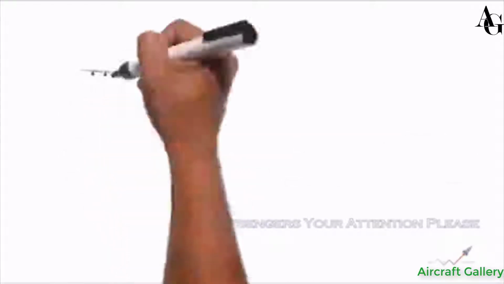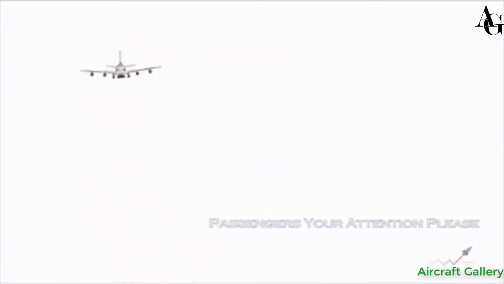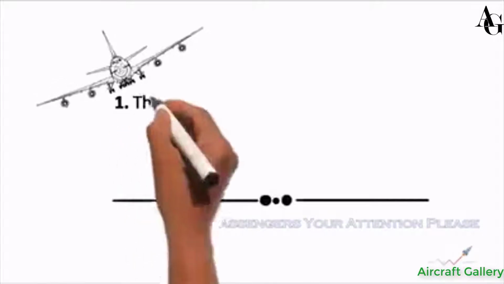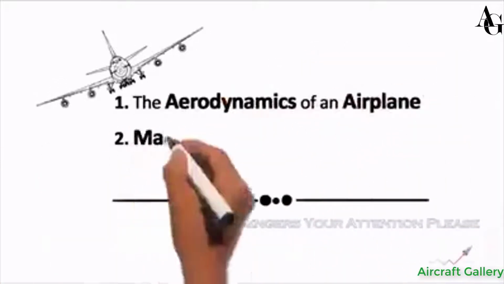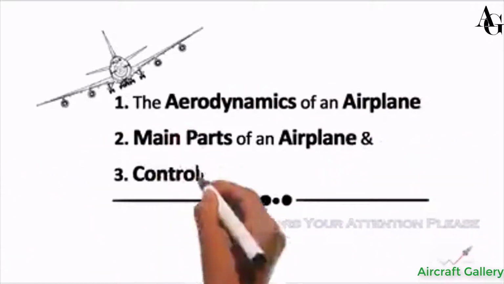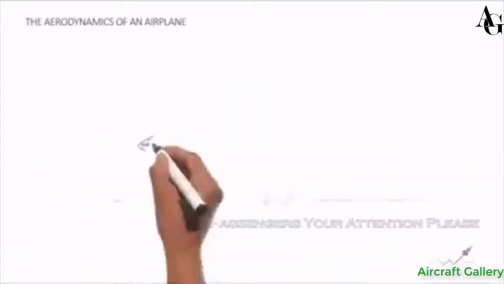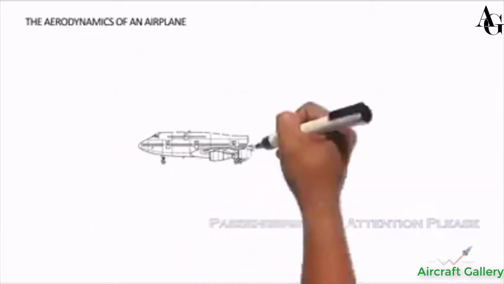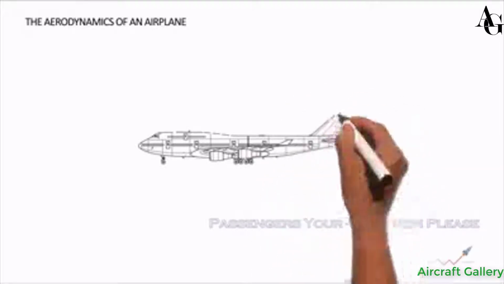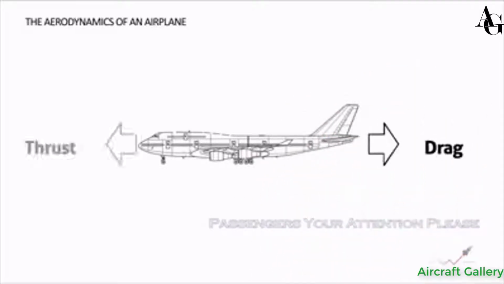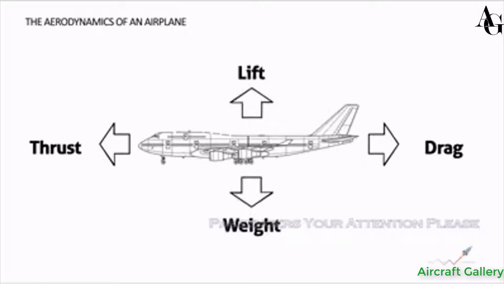Incredible, isn't it? Today, we are going to learn how an airplane flies in a very simple way by going through the aerodynamics of an airplane, the main parts of an airplane, and controlling the airplane. The aerodynamics of an airplane. The four aerodynamic forces of an airplane are drag, thrust, weight, and lift.